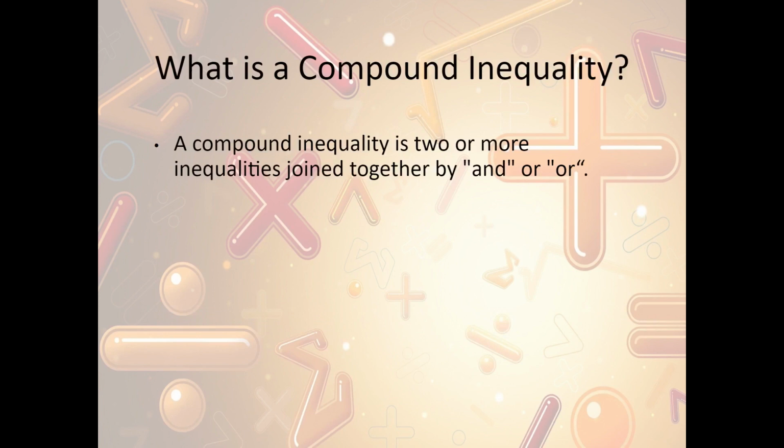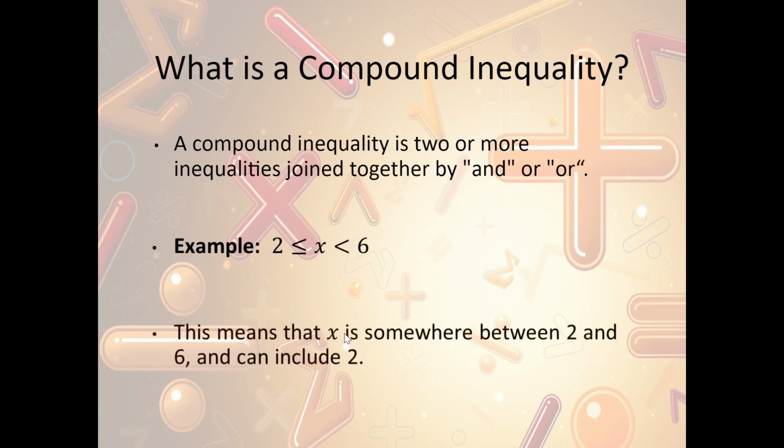Now, what is a compound inequality? A compound inequality is two or more inequalities joined together by and or or. And what does that look like? It looks like this. 2 is less than or equal to x is less than 6. So what that really means is x is somewhere between 2 and 6. And because it has the or equal to on this side, it can include 2, but it can't include 6. So it's somewhere between them.